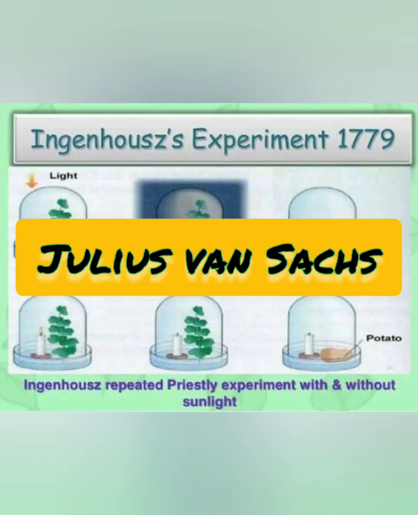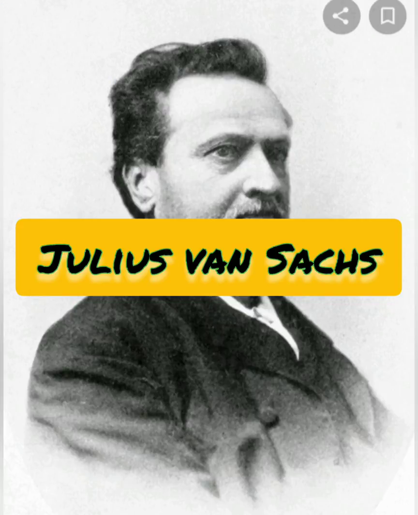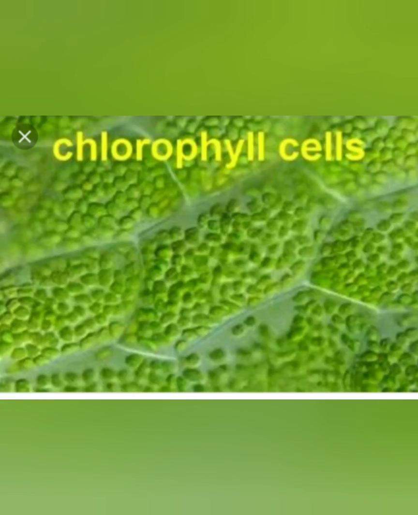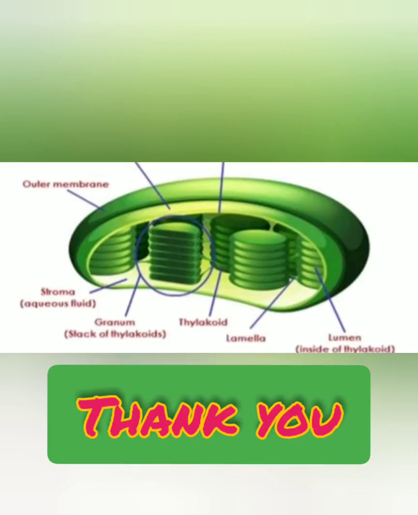Then we discuss Julius von Sachs's experiment. Julius von Sachs provided evidence for the production of glucose when plants grow. Glucose is usually stored as starch. He later showed that the green substance in plants, called chlorophyll, is located in special bodies called chloroplasts in the plant cell. This is all about early experiments in photosynthesis.